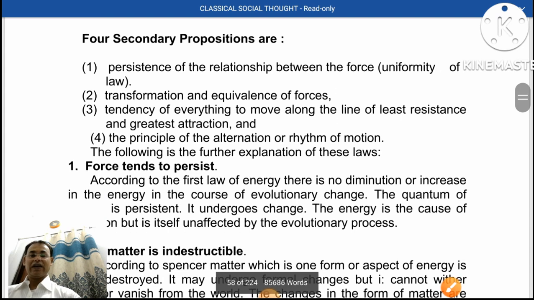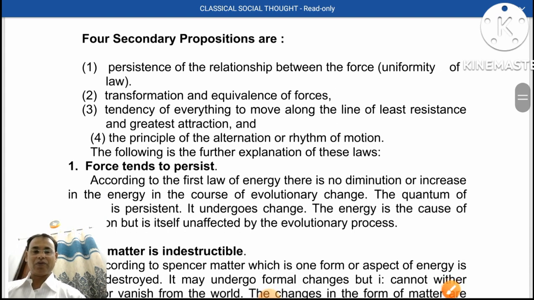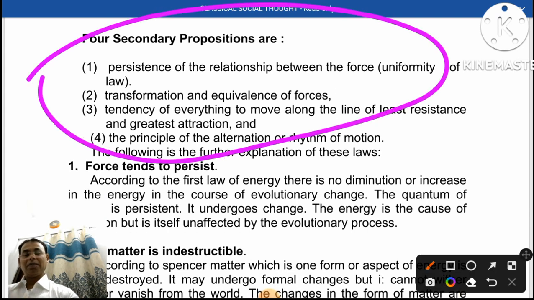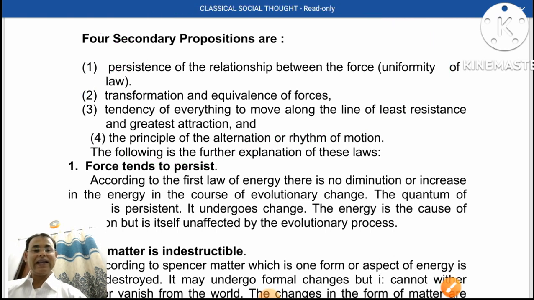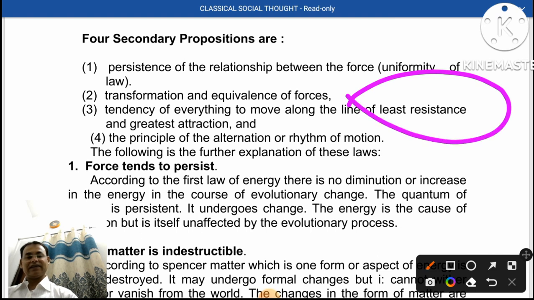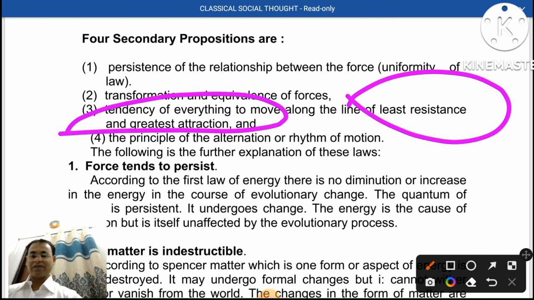This is continuum. And the four secondary propositions are: persistence of relation between force and motion; transformation and equivalence of force; tendency of everything to move along the line of least resistance to greater attraction. You must remember this. And the principle of alternation or rhythm of motion. The following is a further explanation of these laws.